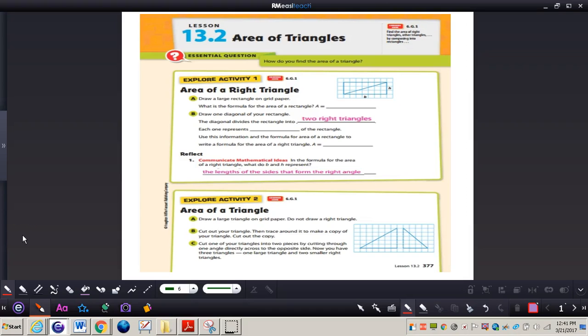In this video, we're going to be taking a look at area of triangles. Now, you'll need to get out your Go Math book, turn to page 377, your math journal, and a pencil. So the essential question is, how do you find the area of a triangle? We're not going to draw the large rectangle that we see. We can see it right here on page 377.